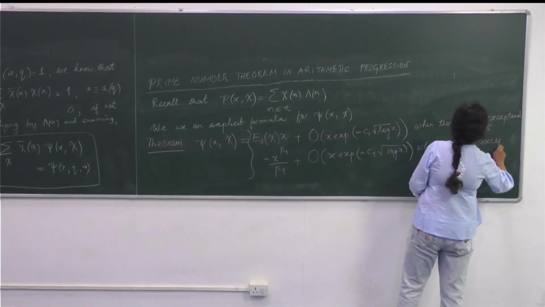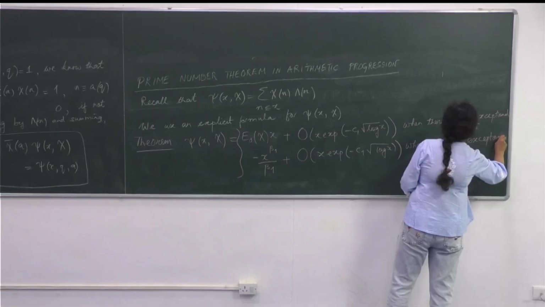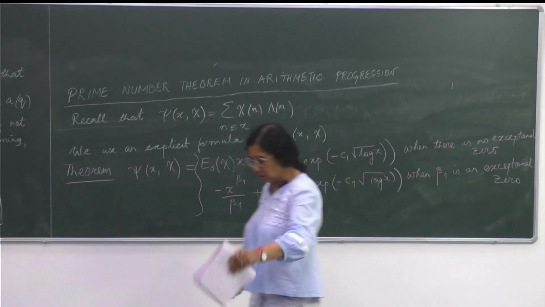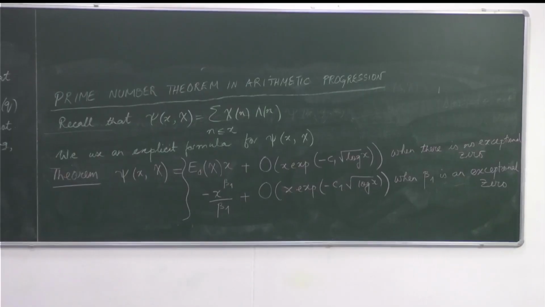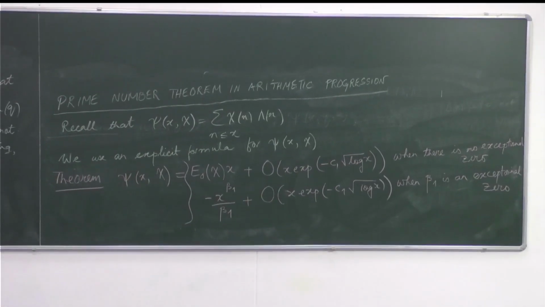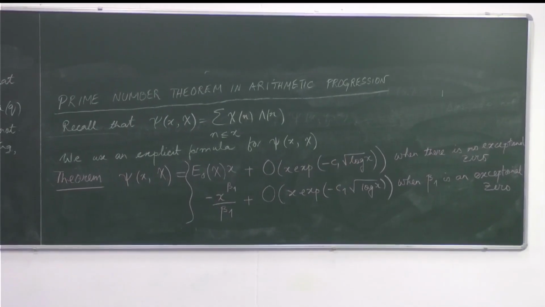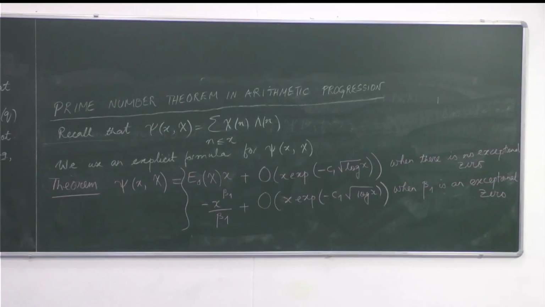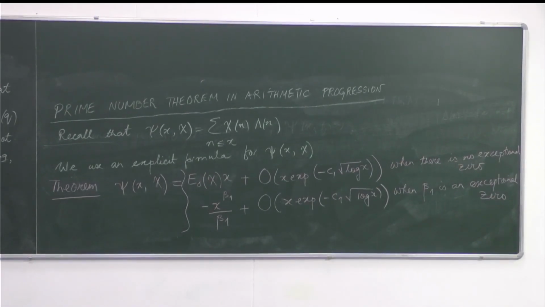The exceptional zero is the zero we saw yesterday. I mean, we didn't see it. We don't know if it exists. So we said that it might exist. Nobody has seen an exceptional zero yet. So nobody really wants to see it. We don't want an exceptional zero, but we don't know how to get rid of this.